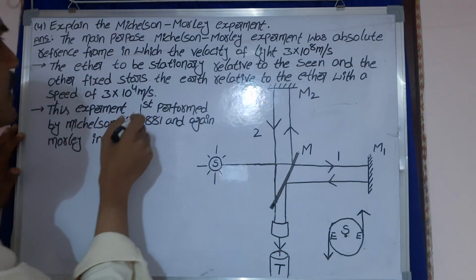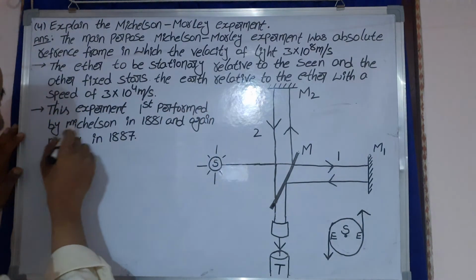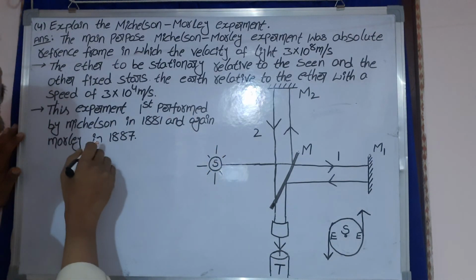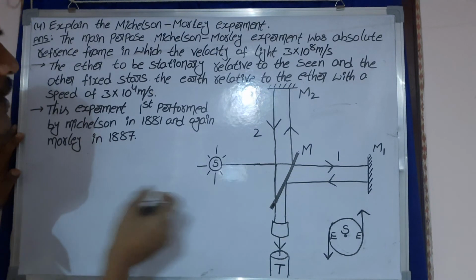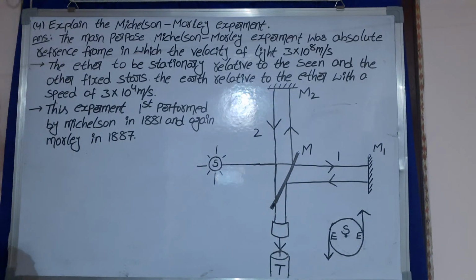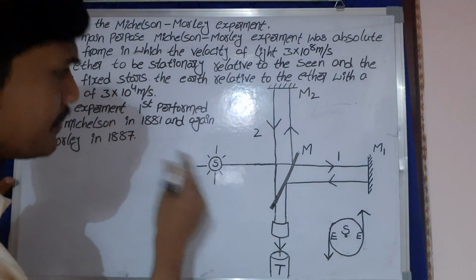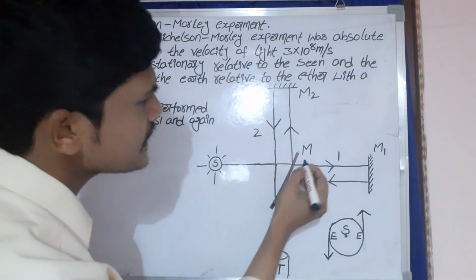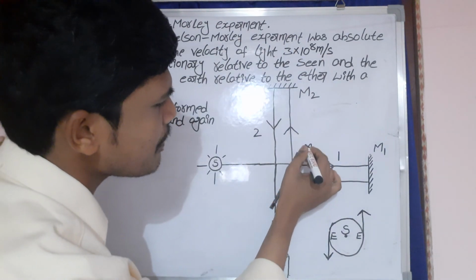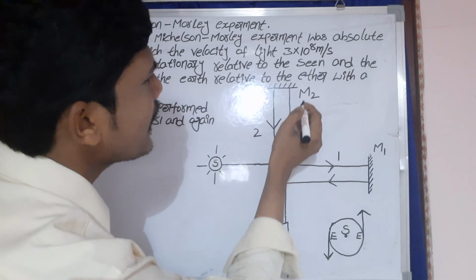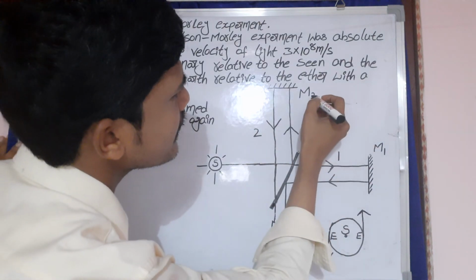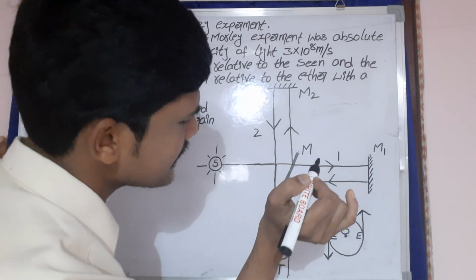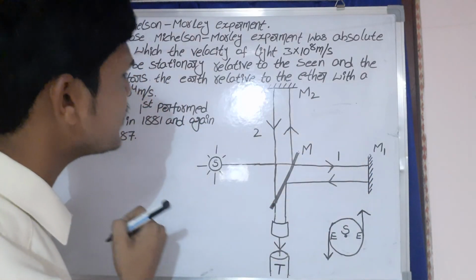This experiment was first performed by Michelson in 1881 and again with Morley in 1887. This is the diagram of the Michelson-Morley instrument. This is the source, the sun. This is the mirror, set at a 45-degree angle, and mirror M1 and mirror M2 are set perpendicular, at 90 degrees. This is the telescope T.